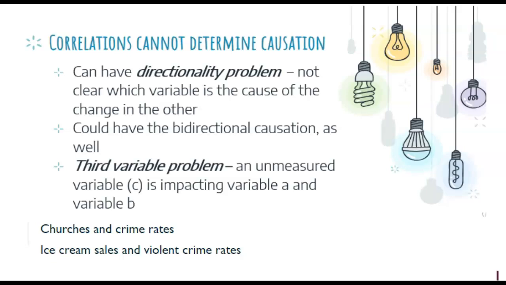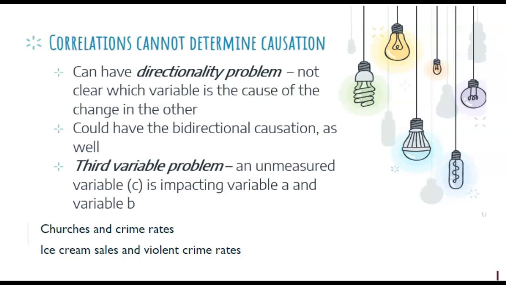Again, and we can say this enough times, correlation cannot determine causation. We can have a directionality problem as well, when it's not clear which variable is the cause of the change in the other. We could have bidirectional causation as well. The third variable problem is when we have an unmeasured variable that's impacting the other two variables. So sometimes it's completely different. For example, an illusory correlation, which is what we'll look at at the end of this section.